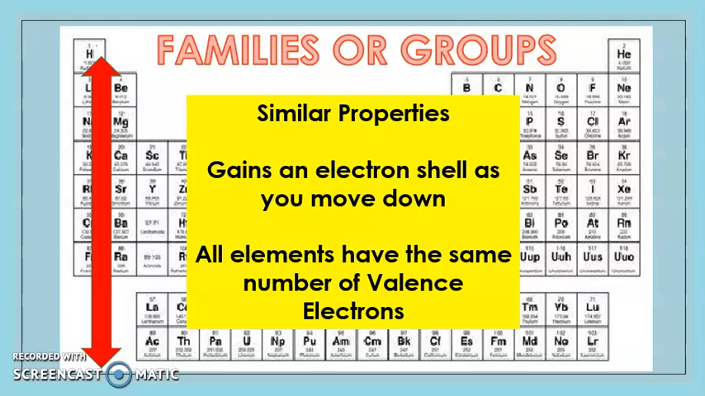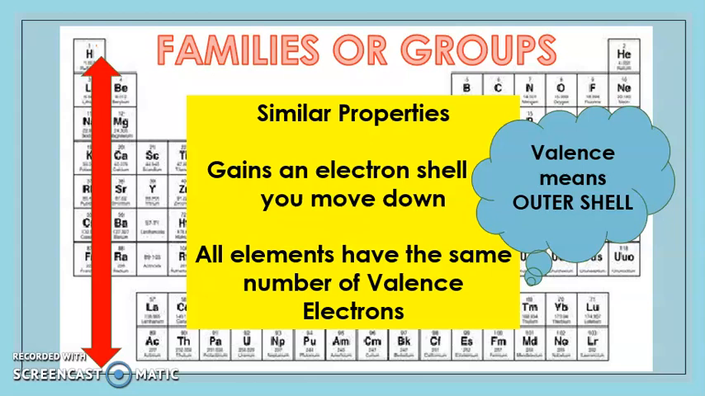All of the elements inside of a family or a group tend to have the same number of valence electrons. And you're probably looking at the screen right now saying, oh my goodness, what does valence mean? Well, valence is just a fancy way of saying the outermost shell. So all of the elements within a family will have the same number of electrons in their outermost shell.